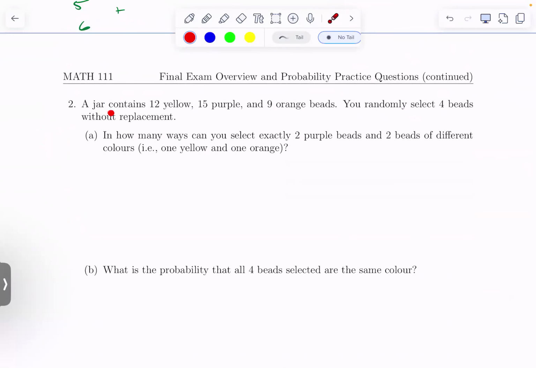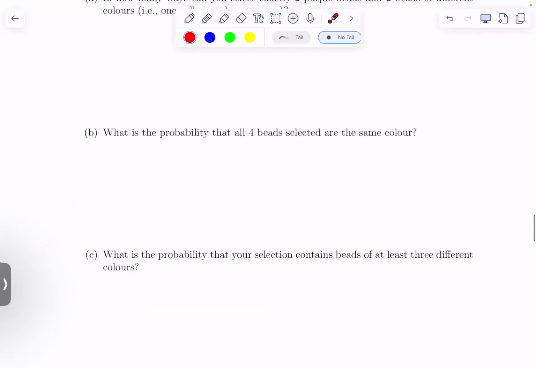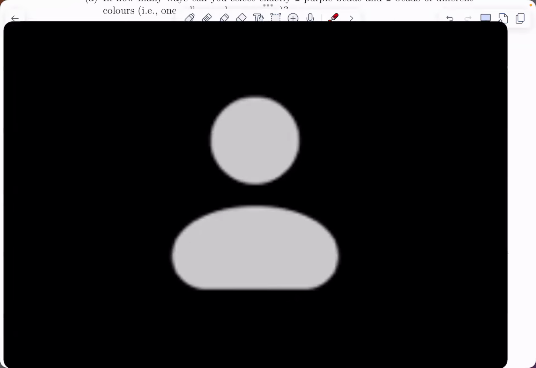A jar contains 12 yellow, 15 purple, and 9 orange beads. You randomly select 4 beads without replacement. I'll give you some time to work on it, but these will be similar to what we just did. I'll give it a pause.